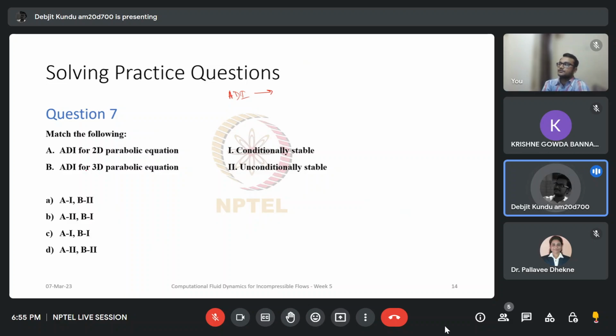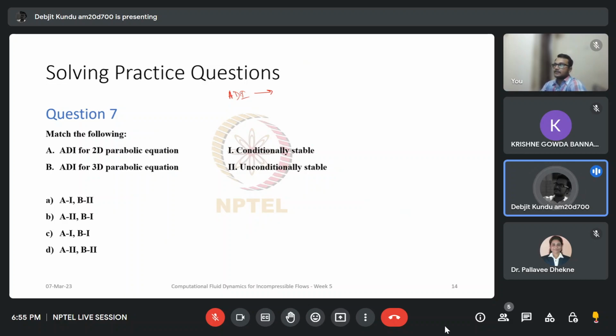So the options which we have is ADI for 2D parabolic equation, and option B ADI for 3D parabolic equation. And on the right hand column we have conditionally stable and unconditionally stable. Now there are 4 options here because these are not exclusive. So option A is A1 B2, which means the first one is conditionally stable and second one is unconditionally stable. Option B is A2 B1, which is just the reverse of that. Option C is A1 B1, which means both of them are conditionally stable. And option D is A2 B2, which means both of them are unconditionally stable.